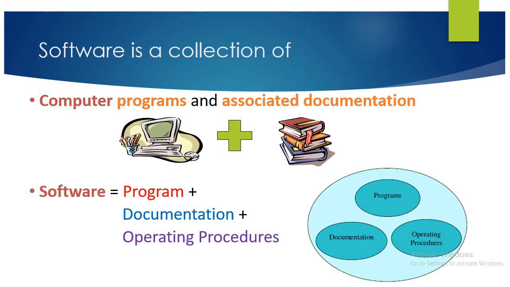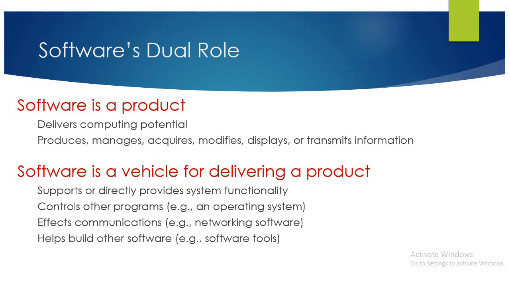And the software is a collection of computer programs and associated documentation. So whenever we call something a software, it contains both the developed programs and the documentation of that particular program. And the software is program plus documentation plus operational or operating procedures. So combined we can call it a software. And software has a dual role. So normally the software works in 2 ways. One, the software is a product, and another one is the software is a vehicle for driving that particular product.